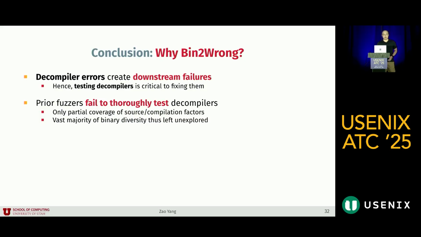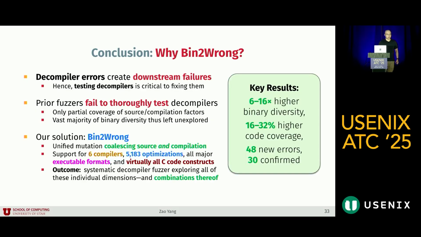So in conclusion, why do we need Bin2Wrong? Decompilation is critical in software and systems, but decompilation errors can cause inaccuracies or even failures in tasks that require accurate decompilation. We show that these decompilation errors are triggered by factors influencing binary generation, including source code, compiler, optimization, and binary format. But all prior decompiler testing approaches failed to systematically explore these factors.